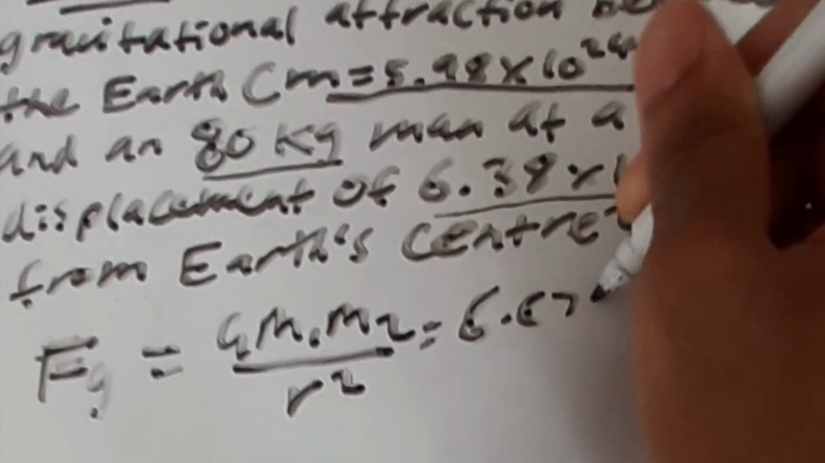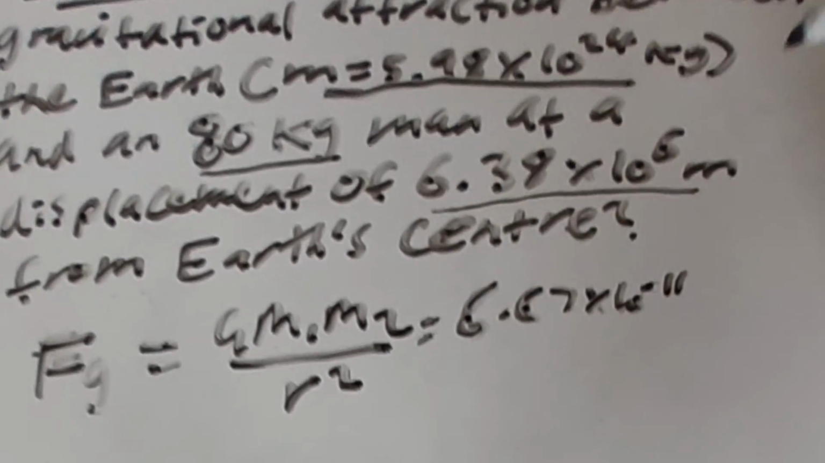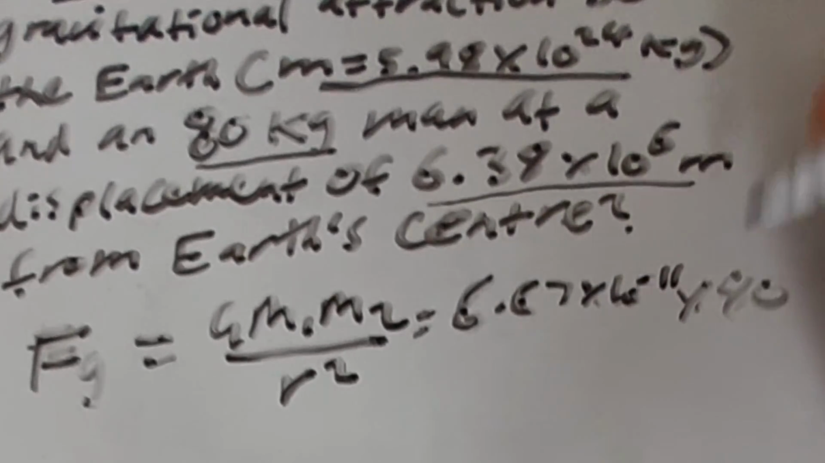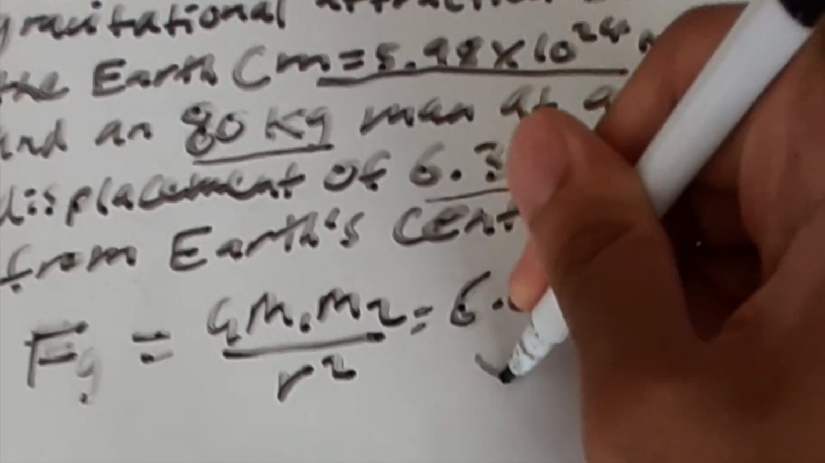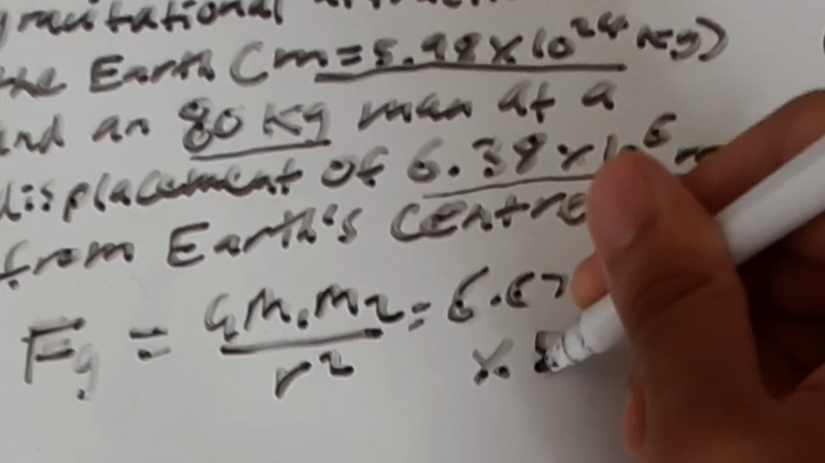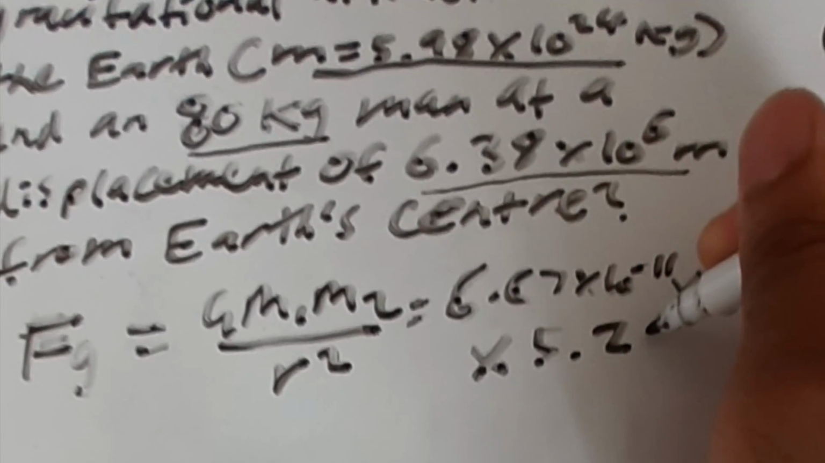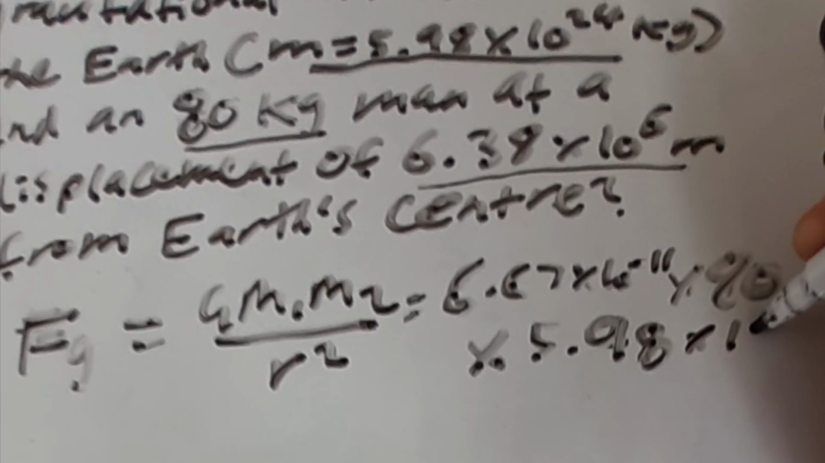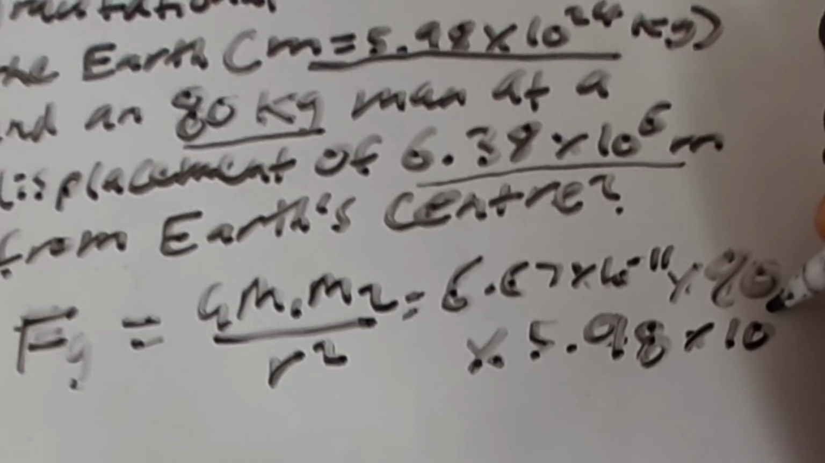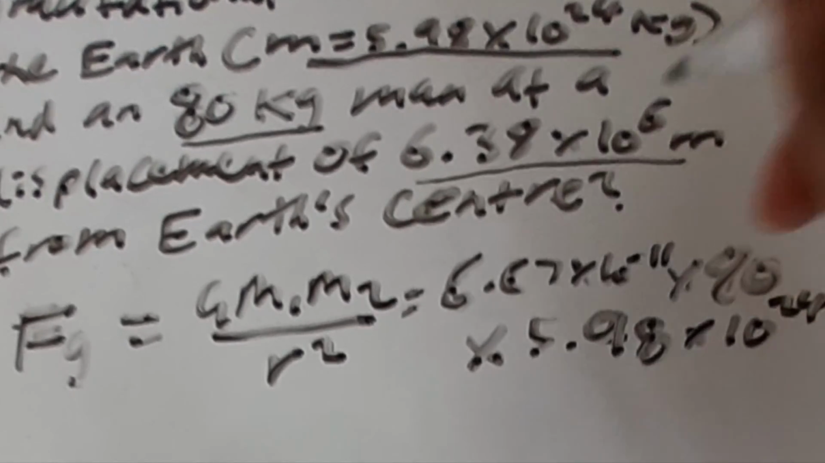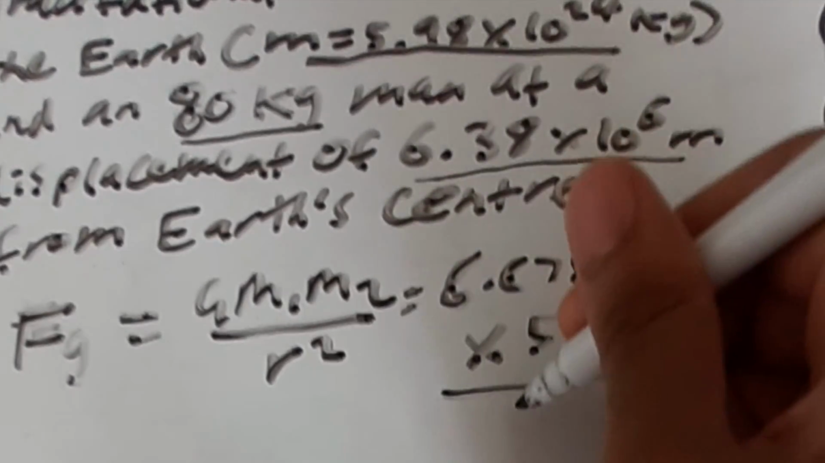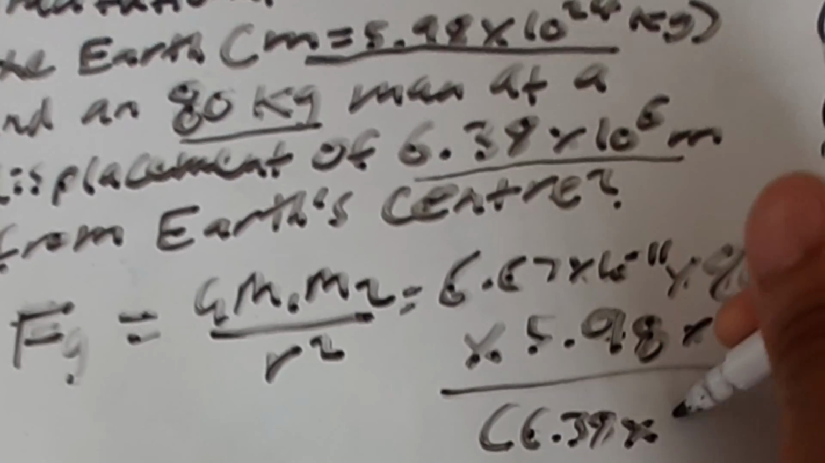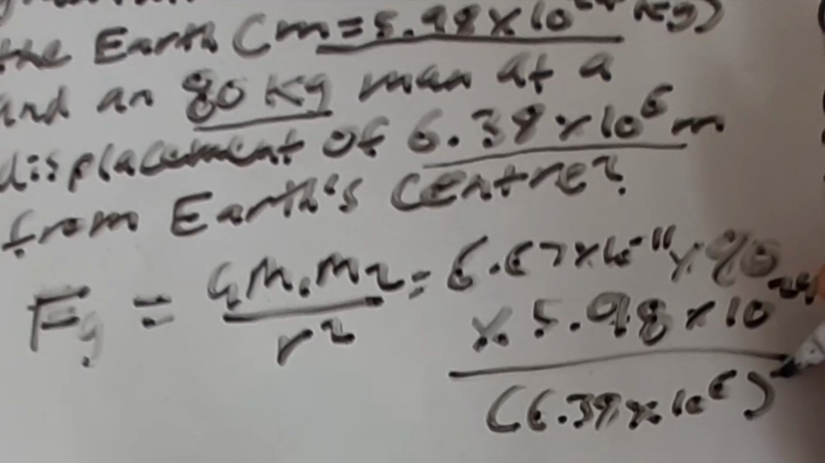6.67 times 10 to the negative 11 times 80 kilos as our mass times 5.98 times 10 to the power of 24 as our second mass, all divided by r squared, which is in brackets 6.38 times 10 to the power of 6 all squared.